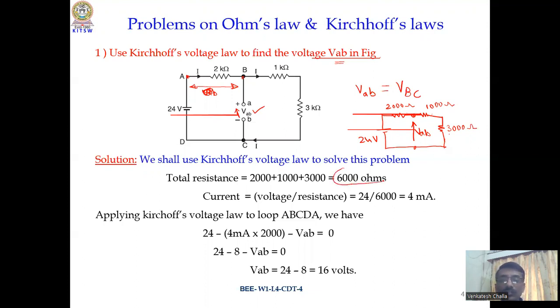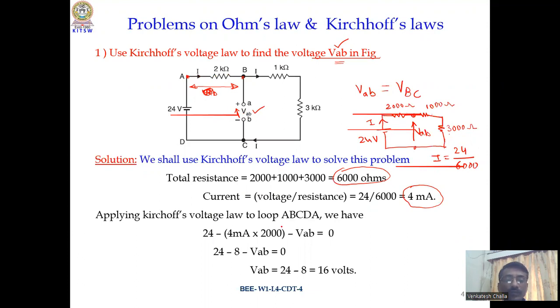So here 6000 ohms, and hence current will be equal to what? What will be the current that flows here? I will be equal to total voltage 24 divided by 6000. If you calculate that, you will get 4 milliamperes. Now what is asked here? We have to find voltage VAB. What we have found is the current, but I want this voltage.